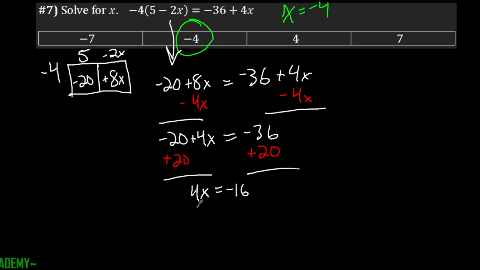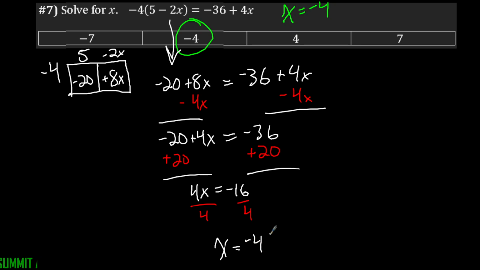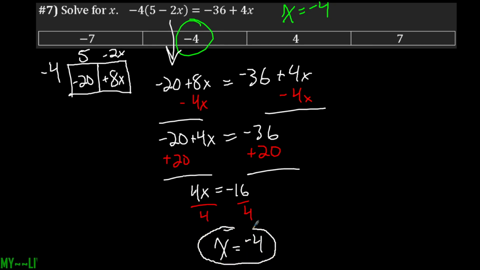And my last step, divide by the coefficient. So I divide both sides by 4. I can say x equals negative 4. So either by graphing or by using those inverse operations, both ways work. And so that way you can get your answer.